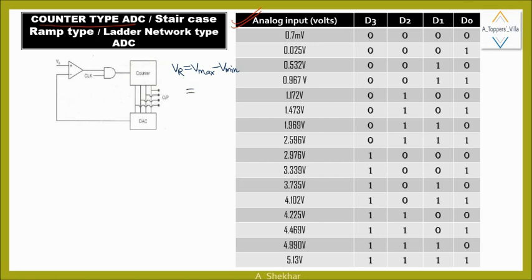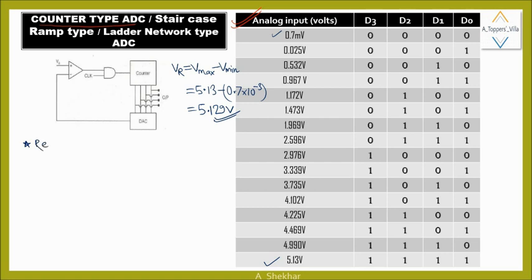This parameter V range can be found out by this maximum voltage level 5.13 minus minimum voltage level 0.7 millivolts. So 0.7 into 10 raised to power minus 3 volts. So upon calculation, we will find the value to be 5.129 volts. So the range of this 4-bit counter type ADC is 5.129 volts.